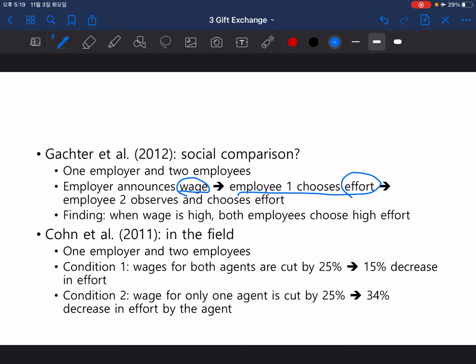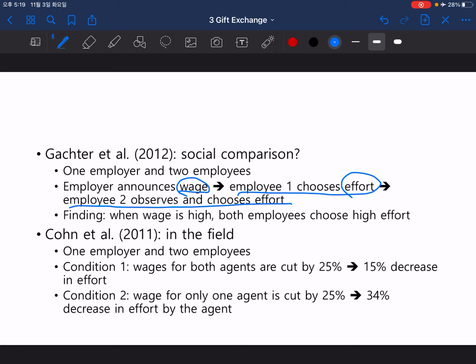And then the second employee chooses effort. Here the thing is, the second employee observes the first employee's effort, and then the second employee is going to choose effort. So in this way, naturally the second employee is going to compare his effort to the first employee's effort. Maybe the second employee may feel bad about choosing low effort when the first employee chooses high effort.